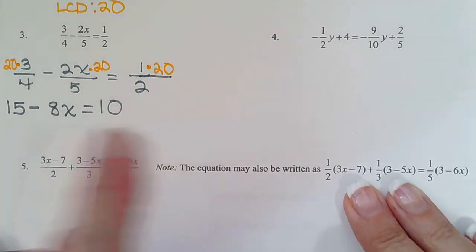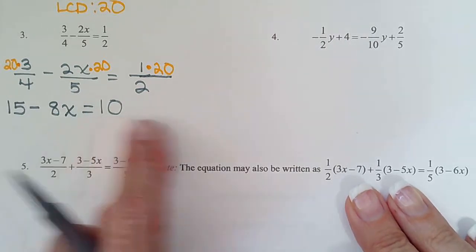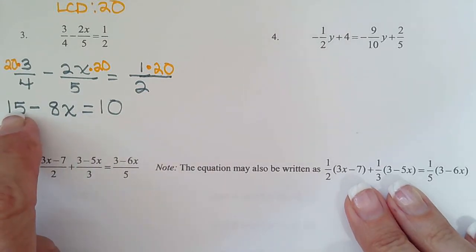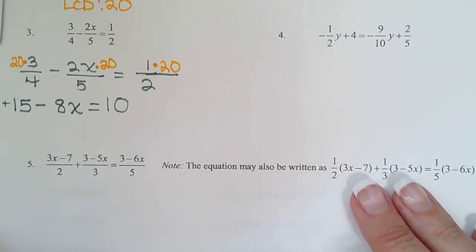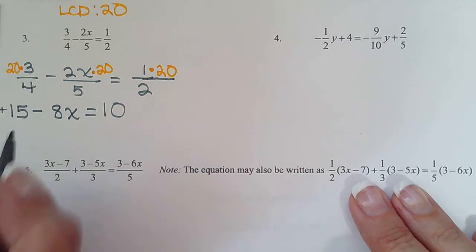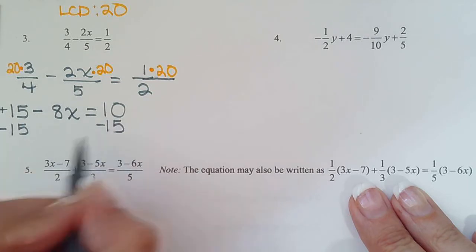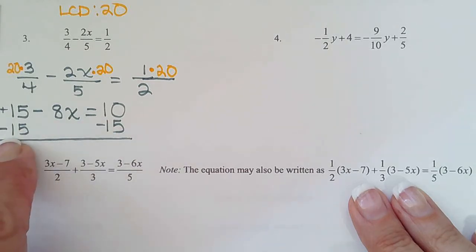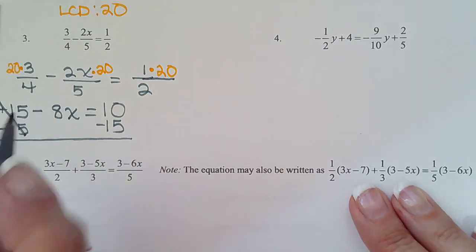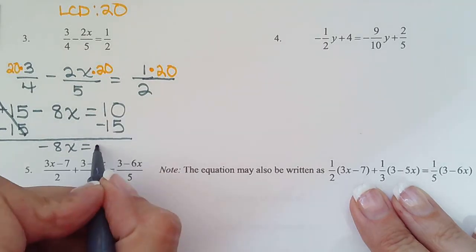Awesome. Okay, so we want everything with an x to the left. Does everybody agree that's already done? All x's are on the left. Step 3 is anything without an x goes right. So I look at the sign in front of it. It's a positive 15, so I need to do the opposite: minus 15 and minus 15. Again, I do the opposite anytime I'm crossing the equal sign, bringing it from the left side to the right side. So then we have negative 8x equals 10 minus 15, which is negative 5.